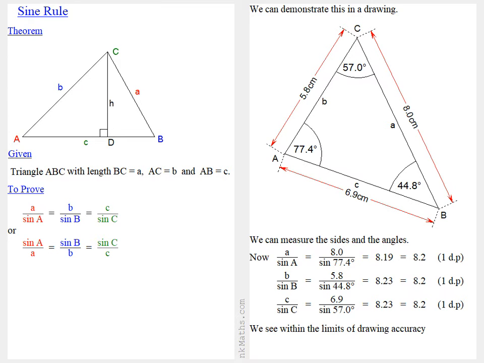So we see that within the limits of the drawing accuracy, a over sine A is equal to b over sine B, which is equal to c over sine C, as they all come out to be 8.2 to one decimal place.